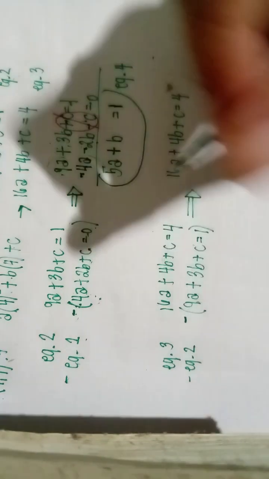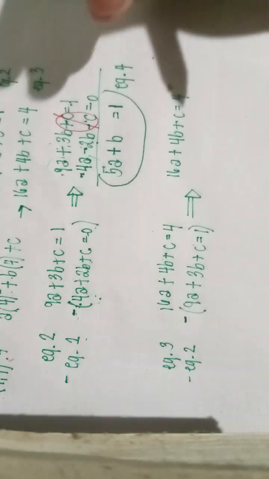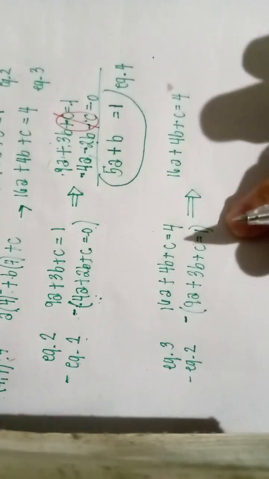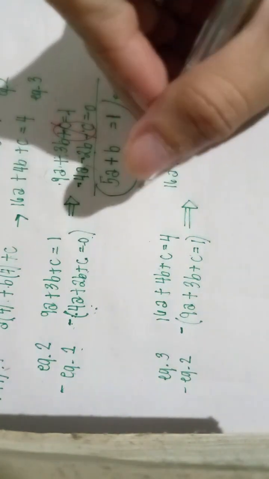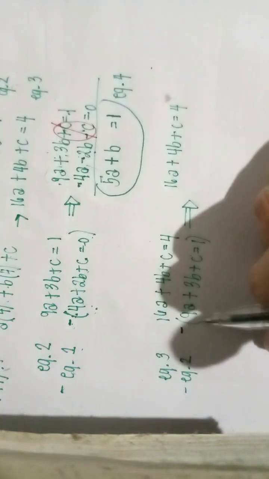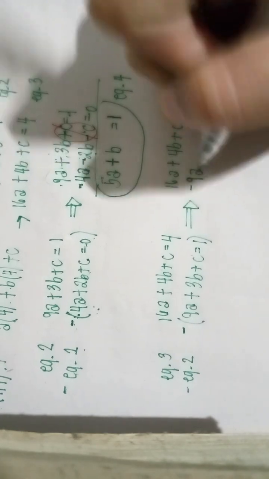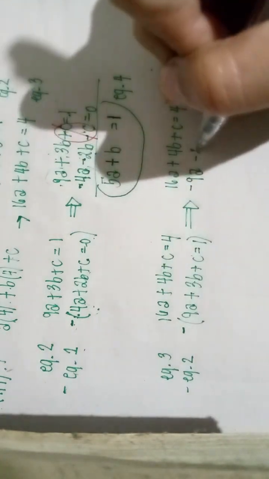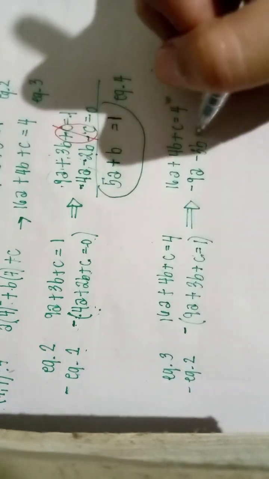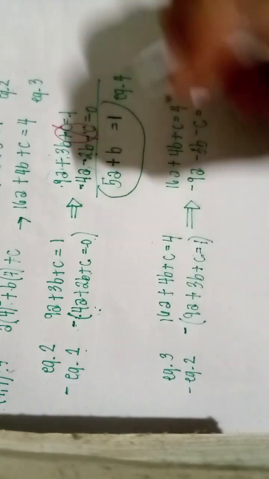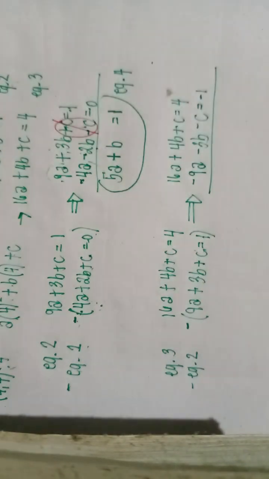And for your equation 2, change the sign of the whole equation. All terms in the equation take the opposite sign. So from positive 9a, it becomes negative 9a. From positive 3b, it becomes negative 3b. From positive c, it becomes negative c. Equals, from positive 1, it becomes negative 1. And then, combine the like terms.